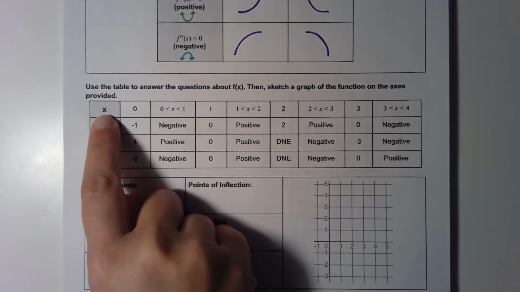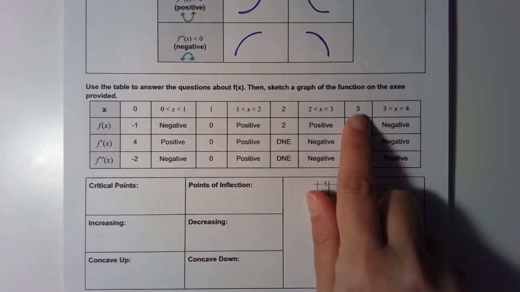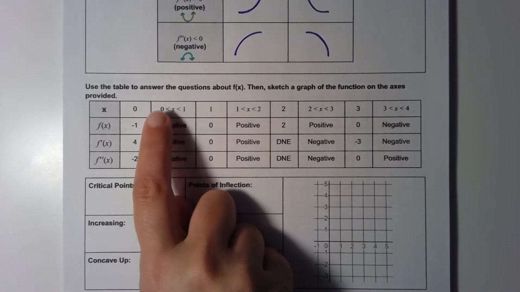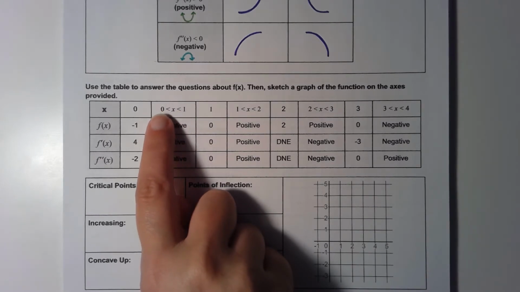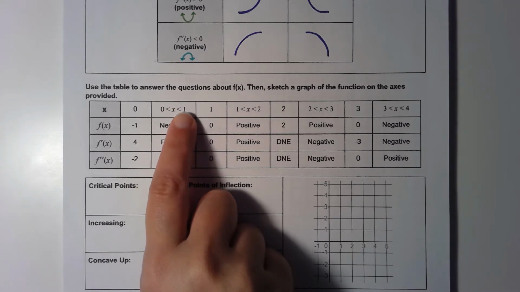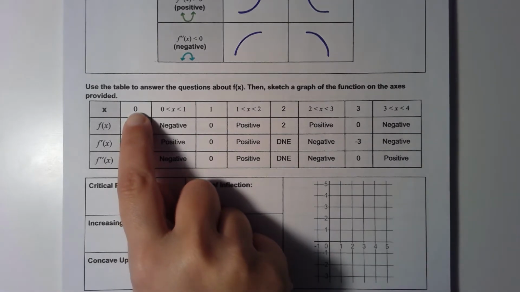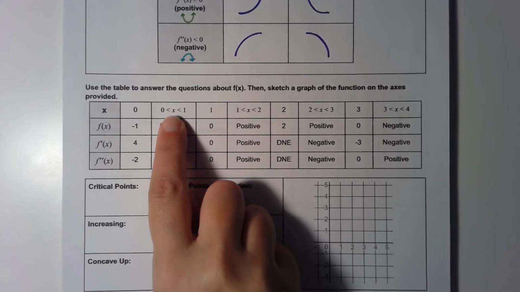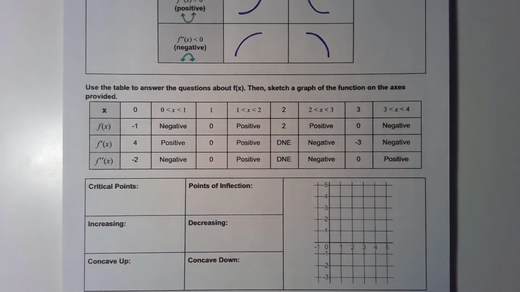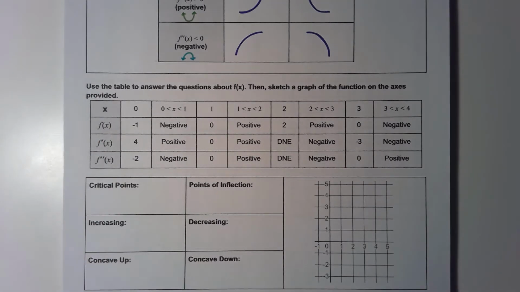The first row of the table is telling us x values. So when x is 0, x is 1, 2, 3. And then if you look here, it says 0 is less than x is less than 1. So in other words, x is between the point where x is 0 and the point where x is 1. What this is doing is telling us what's happening specifically at certain points on the graph, as well as over intervals of the graph. So in the section between 0 and 1, here's some information about what's happening. The second row is telling us the y values, or the function values of the graph.